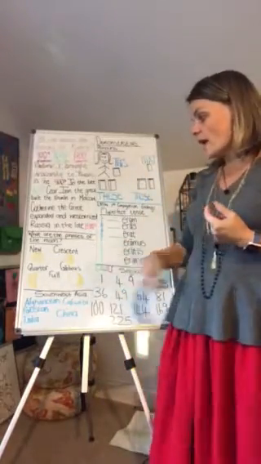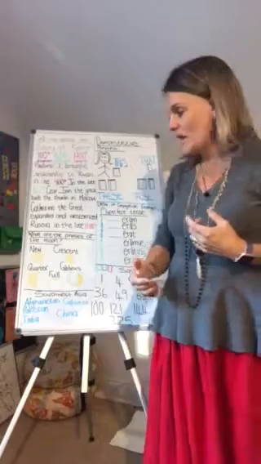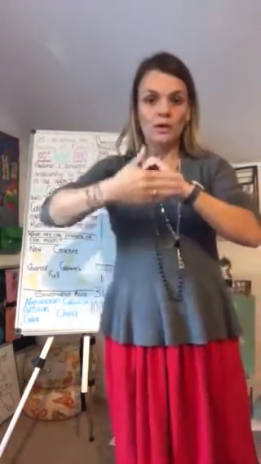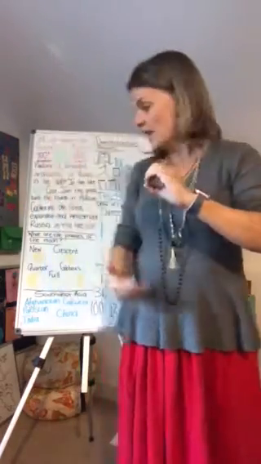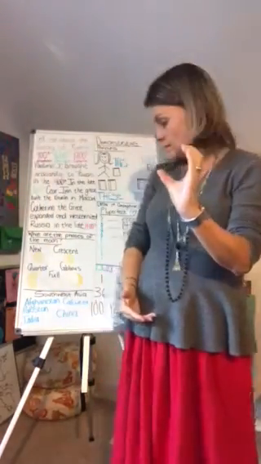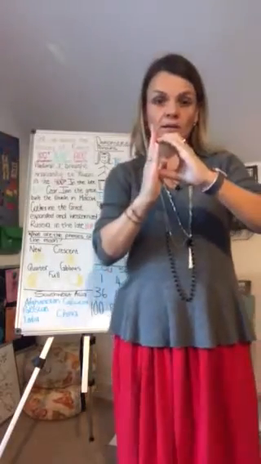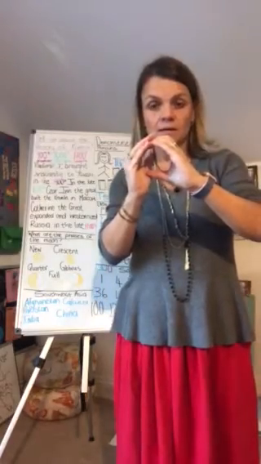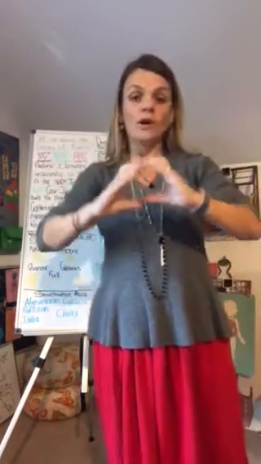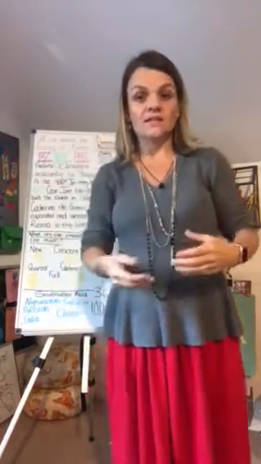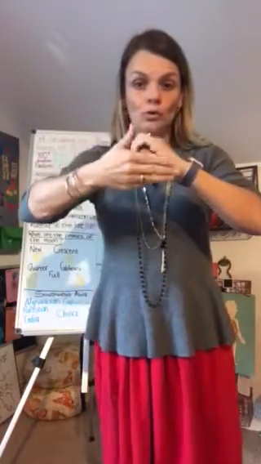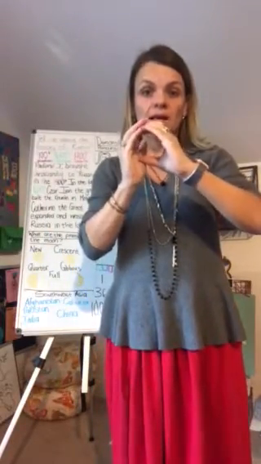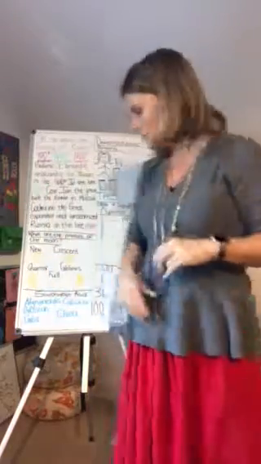For science, we have: what are the phases of the moon? The phases of the moon are, we're going to show new, so new, crescent, quarter, gibbous, and full. So what are the phases of the moon? The phases of the moon are new, crescent, quarter, gibbous, and full.